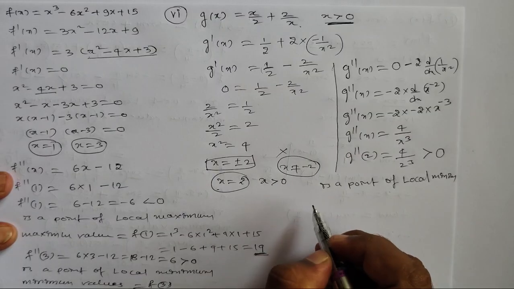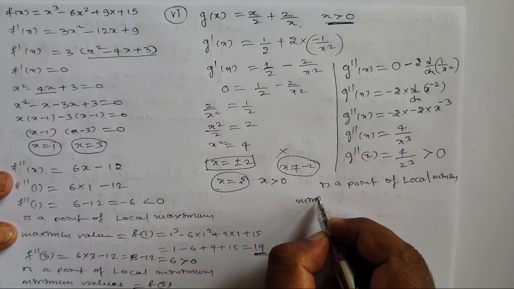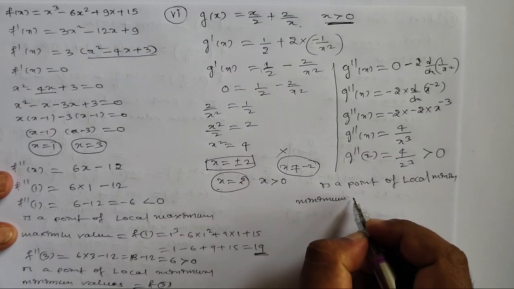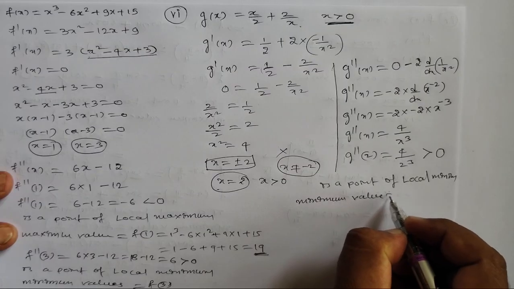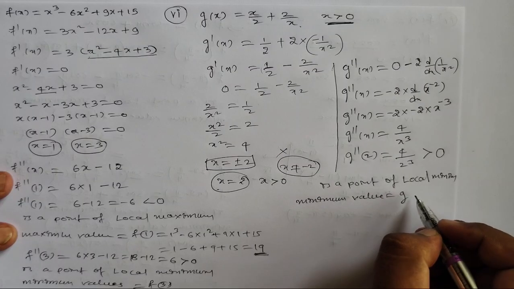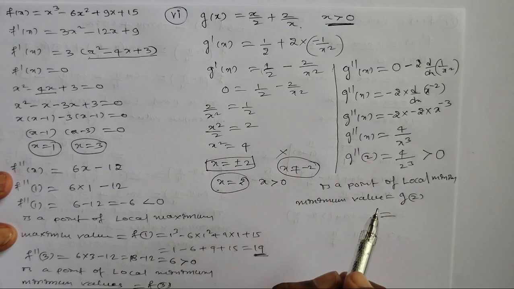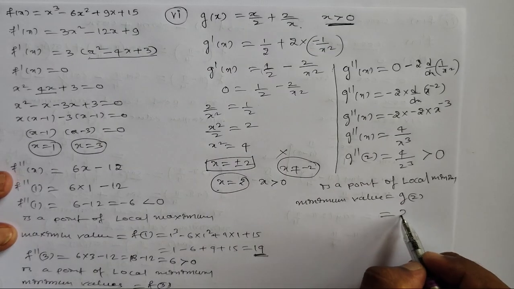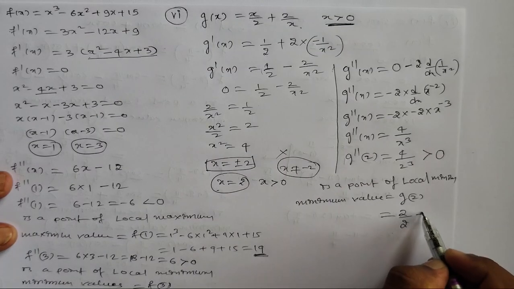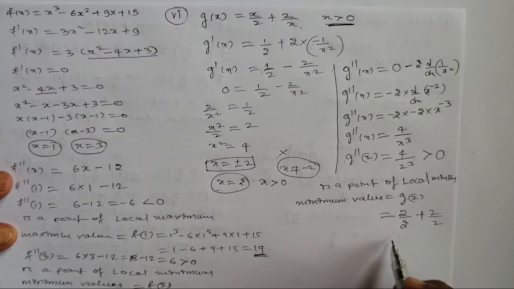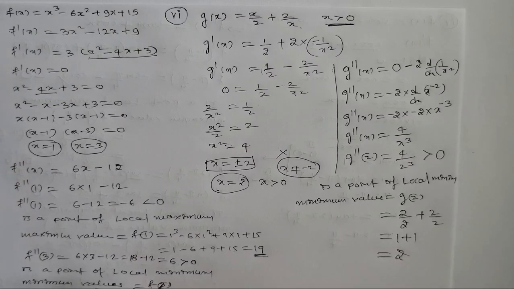Local minimum. So next, the minimum value is equal to g of 2. So g of 2 is equal to what? g of x is equal to x by 2 plus 2 by x, right? So 2 by 2 plus 2 by 2, that is equal to 1 plus 1, which becomes 2. The minimum value of this function is 2.